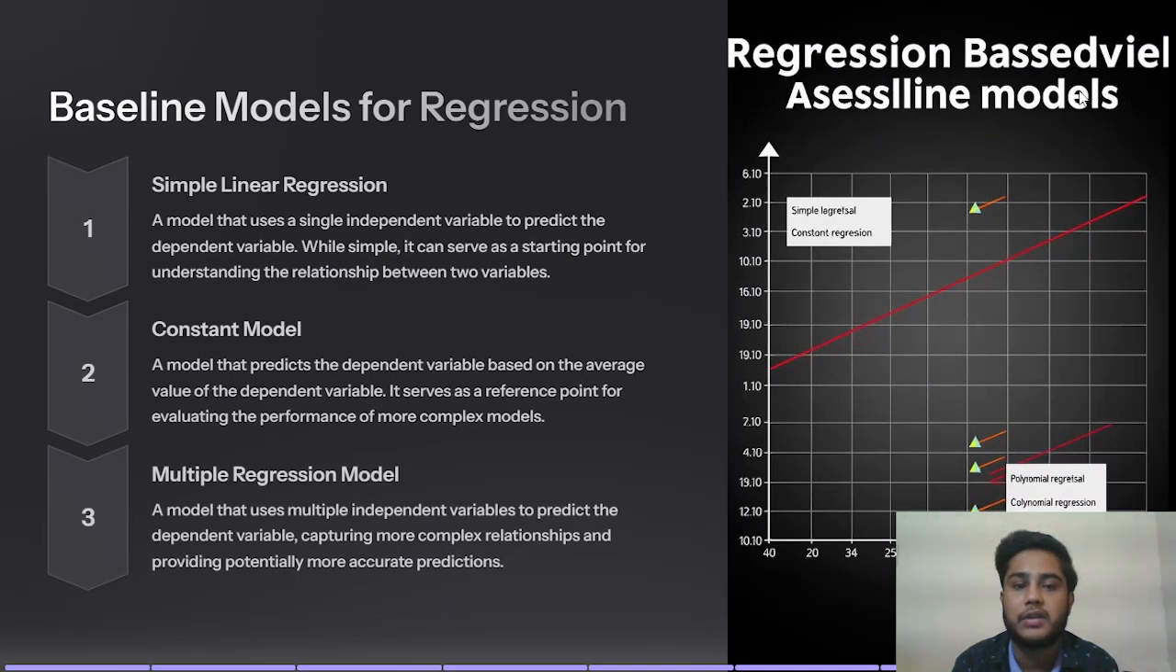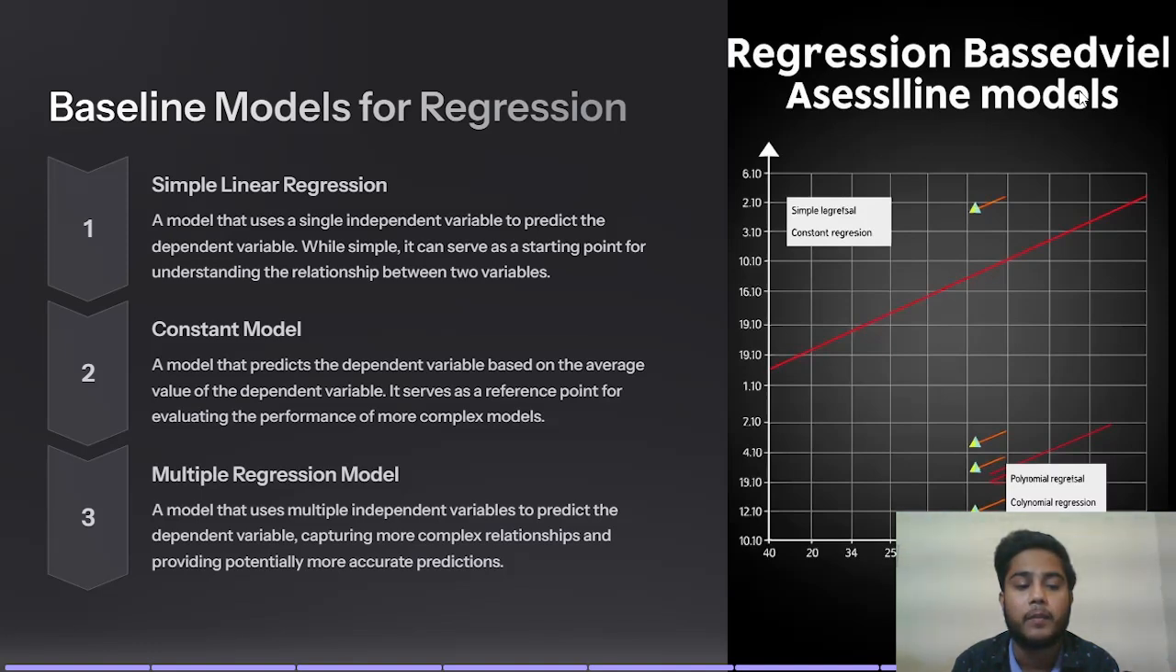Baseline models for regressions are: first one is simple linear regression, a model that uses a single independent variable to predict the dependent variable. While simple, it can serve as a starting point for understanding the relationship between two variables. Constant model, a model that predicts the dependent variable based on the average value of the dependent variable. It serves as a reference point for evaluating the performance of more complex models.